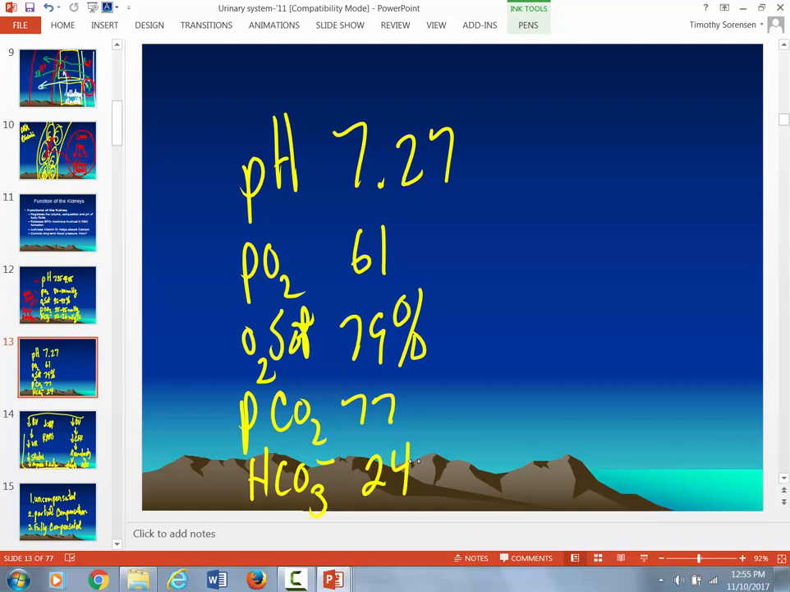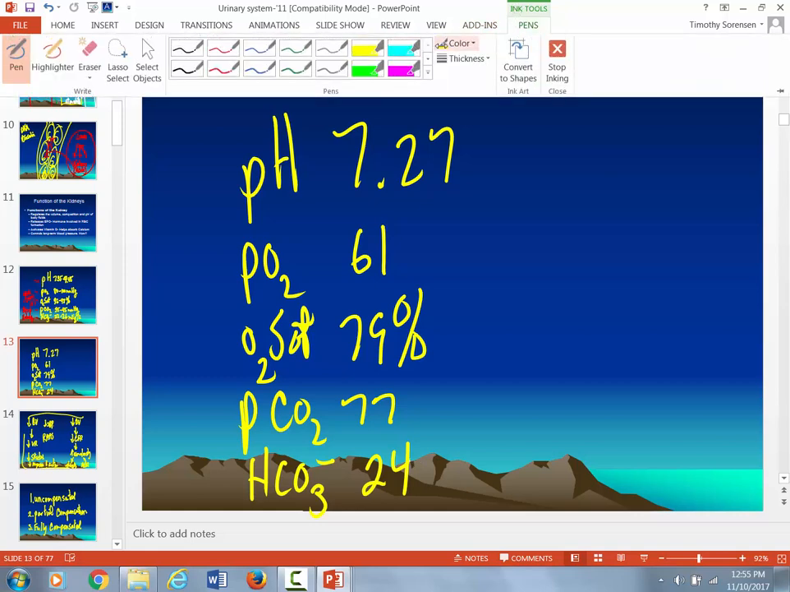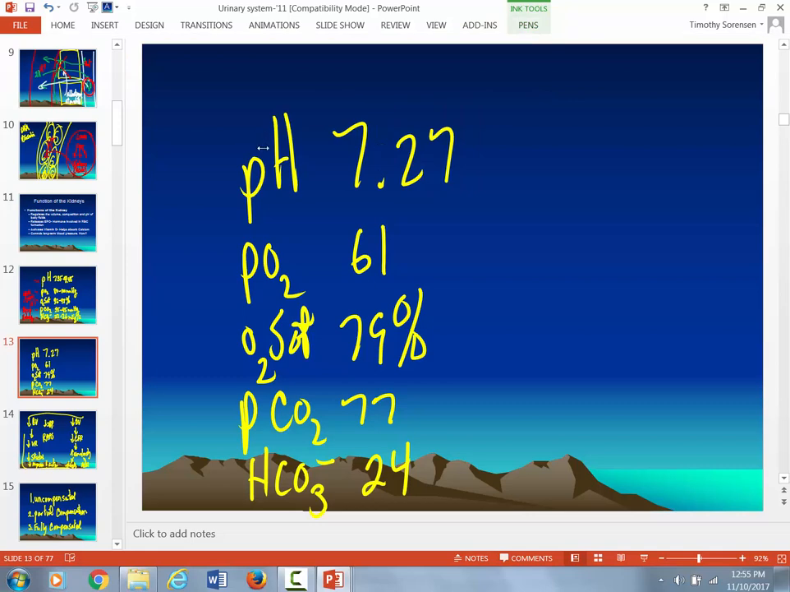So, the first thing you do when you look at a set of arterial blood gas, you look at the pH. So, what is that? Is the pH high, low, or normal? It's low, so it's an acidosis. All right?